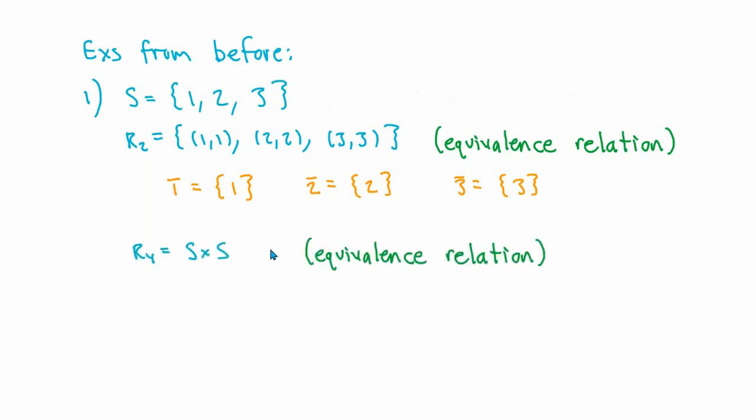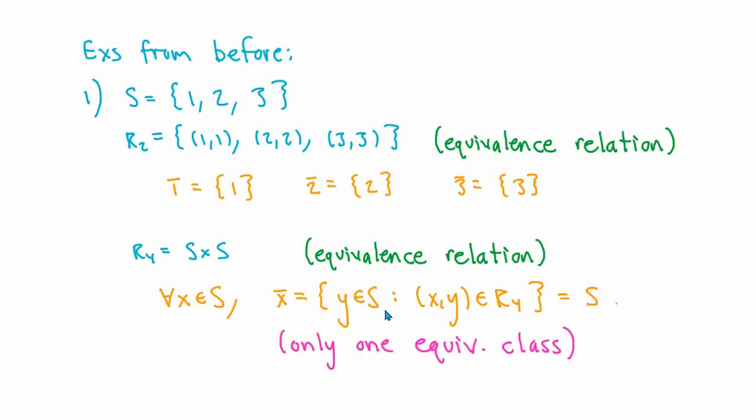At the other extreme, if you take the largest possible relation on a set, then you're putting yourself in a situation where every element of the set is related to every other element. In other words, for every element x in S, the equivalence class of x, which by definition is the set of all y's in S that are related to x, is the entire set S. That means that there's only one distinct equivalence class, and it should be clear that this will happen for any set S if you take the relation to be all of S cross S.